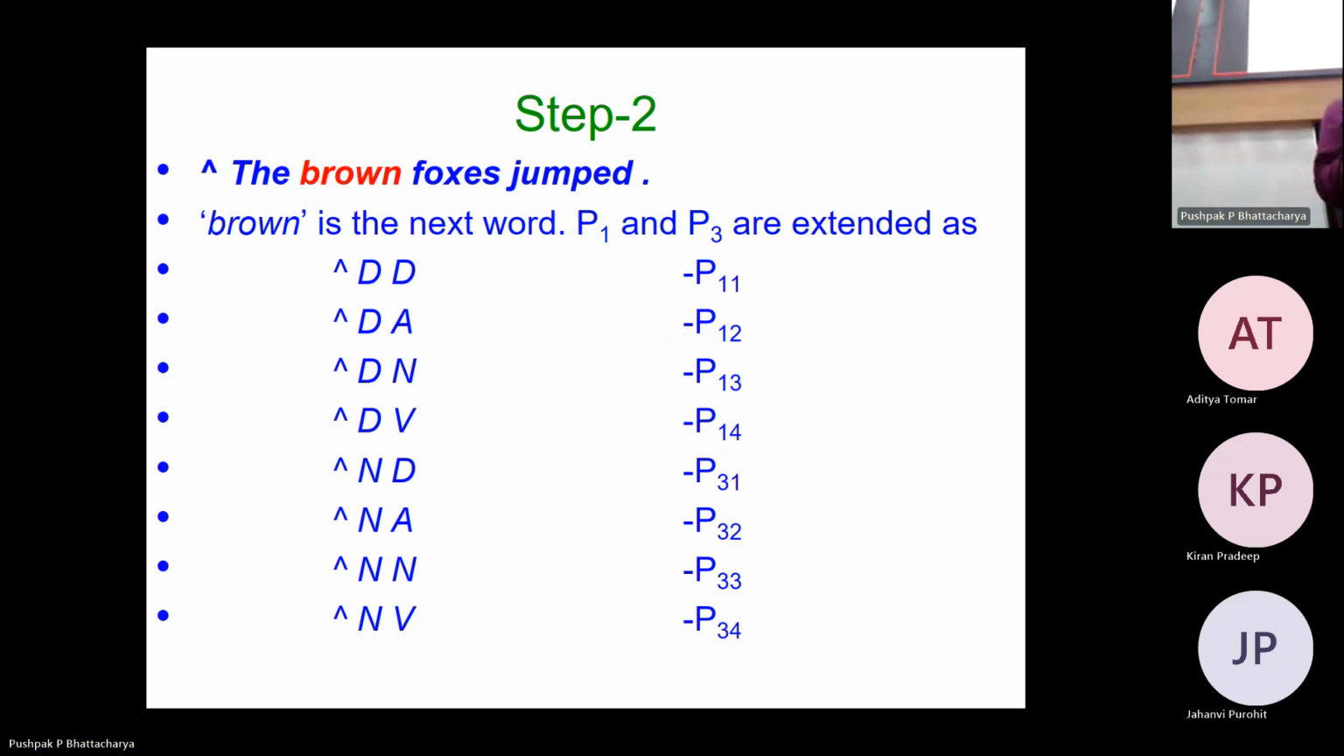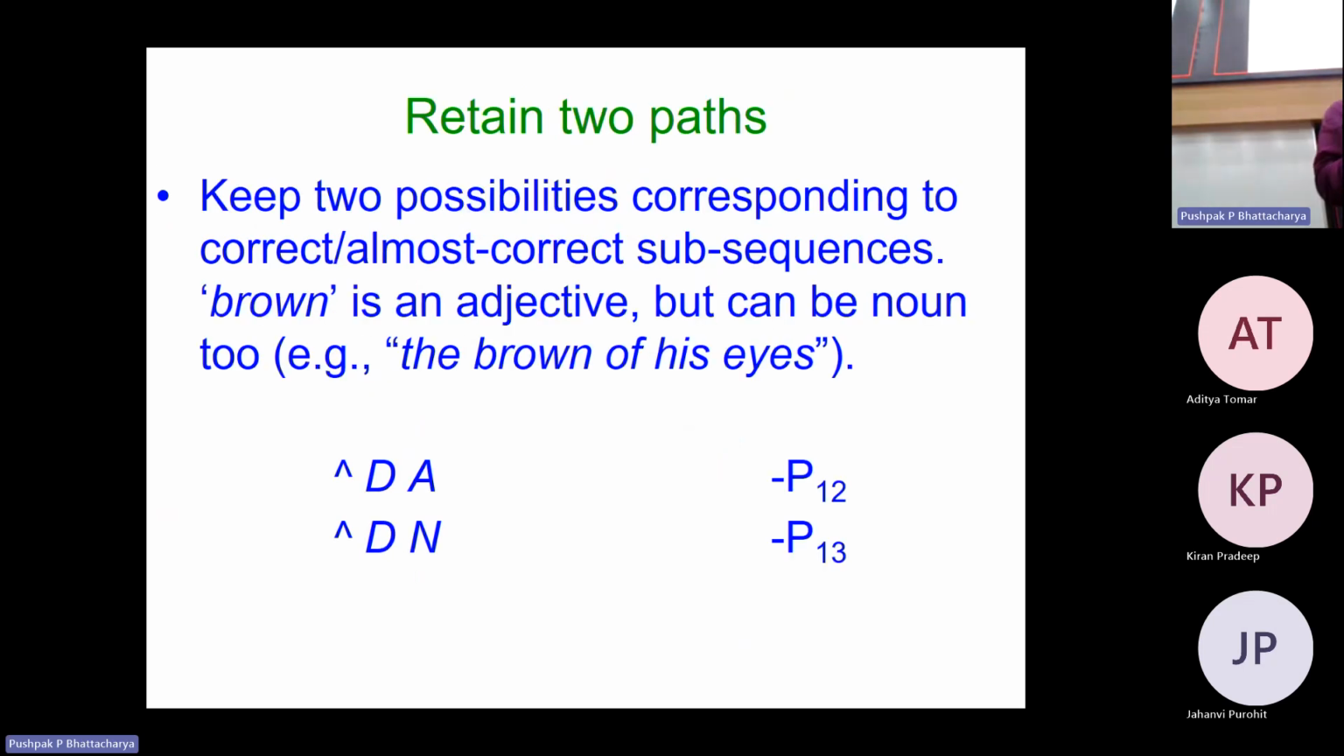Again, we have to assume we do not have actual data with us. We are not computing this. From the data, you should be able to compute it when you have the CRF algorithm. CRF will have to make use of beam search, exactly like this in your assignment. So keep 2, or Viterbi also. So keep 2 possibilities corresponding to correct or almost correct subsequences. Brown is an adjective, but it can be a noun also. For example, the brown of the eyes. So we retain these 2 partial paths, hat D A and hat D N.